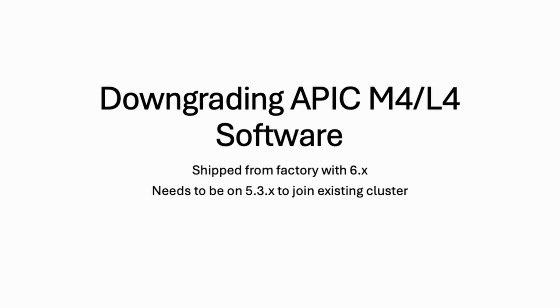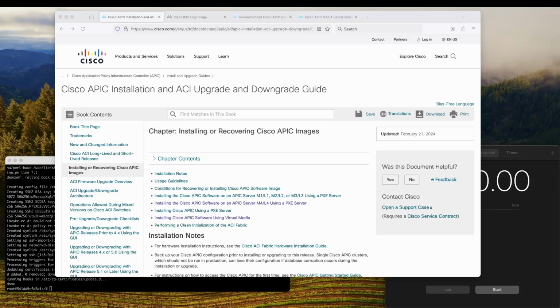This may also mean you will need to upgrade your existing fabric to 5.3 before proceeding to swap out the APICs. This process should also work for upgrading to a newer version, or even just re-imaging the server if needed. So let's get started. This guide is helpful to walk you through the steps. Today, we're going to be using the virtual media option of re-imaging the APIC server.